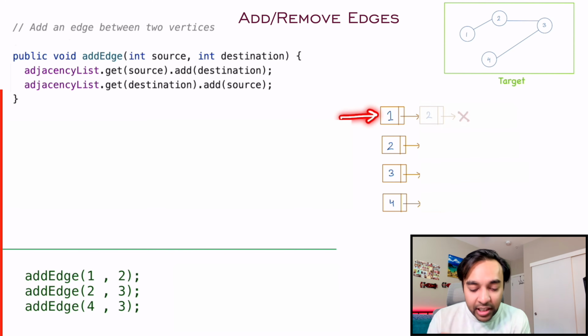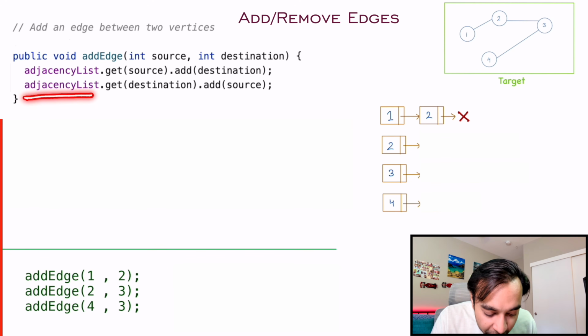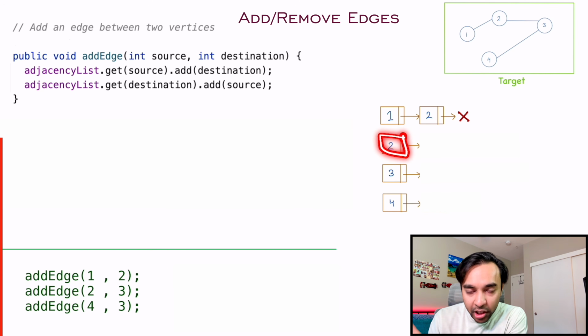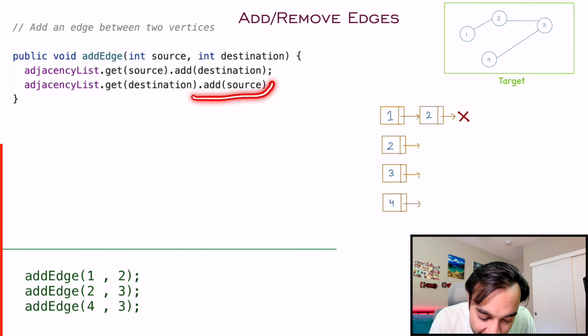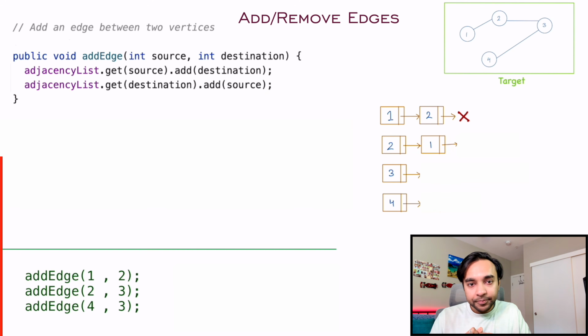So in my first list, I will add node number 2. Since this is an undirected graph, I need to add a reverse connection as well, right? So what will I do? I will take my graph once again and then get the destination. So this will give me node number 2 and the list associated with it. To this list, I add the source. So 1 gets added to my list over here.